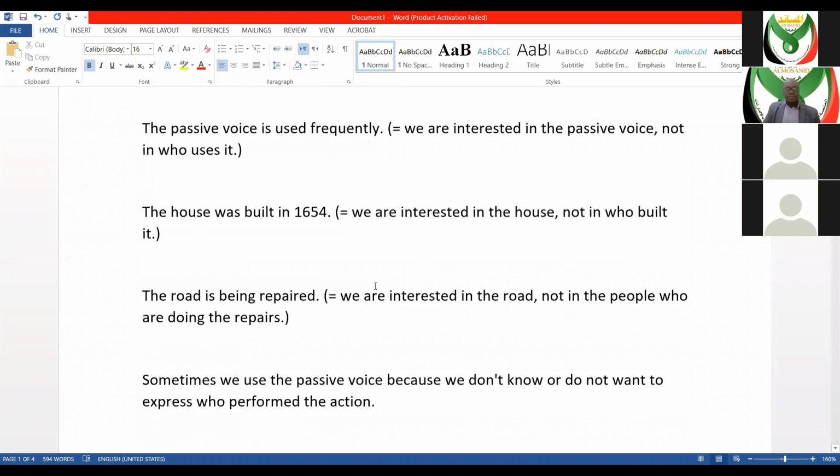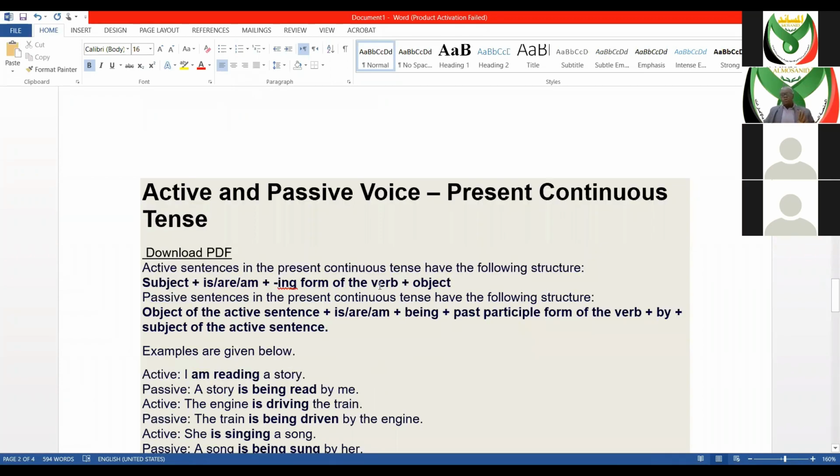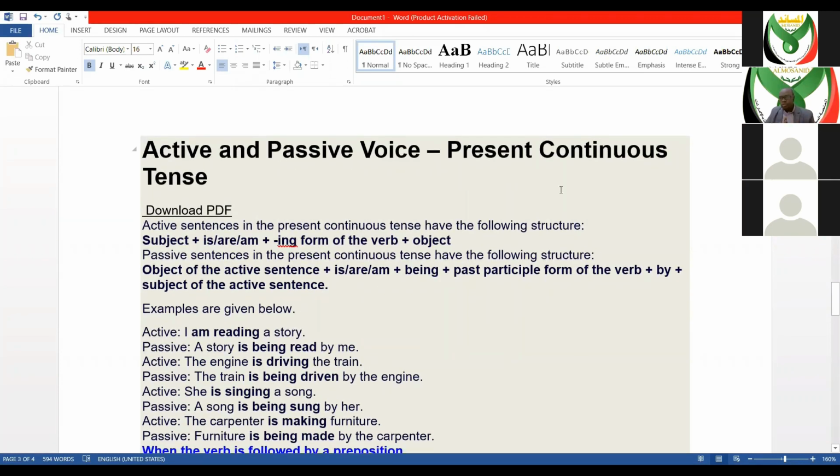Okay, let's see the passive voice in the present continuous tense. The passive voice in the present continuous tense. What is the present continuous tense? Can you answer this question? What is the present continuous tense, or sometimes they call it the progressive tense? What is the present progressive tense, or what is the present continuous tense? Someone give us a definition in English, and then we can explain in Arabic.